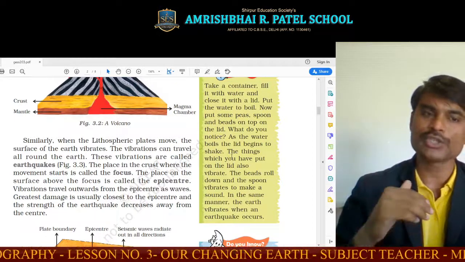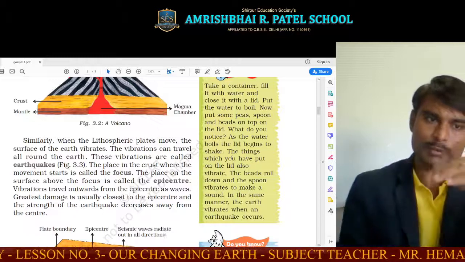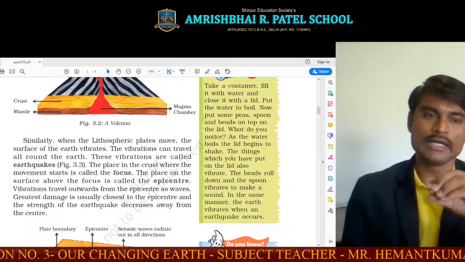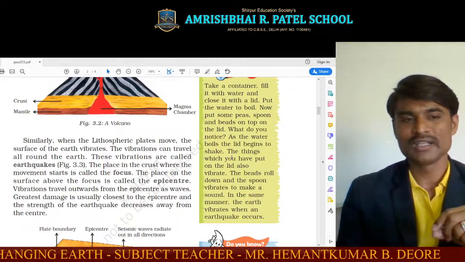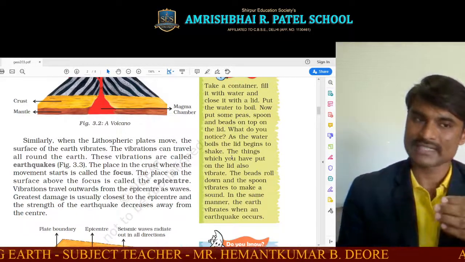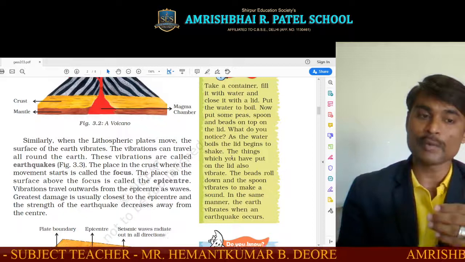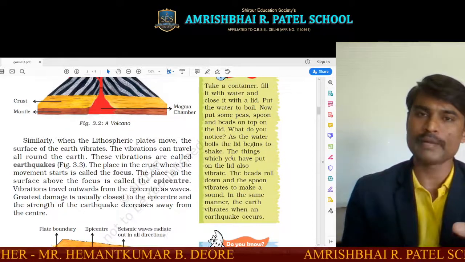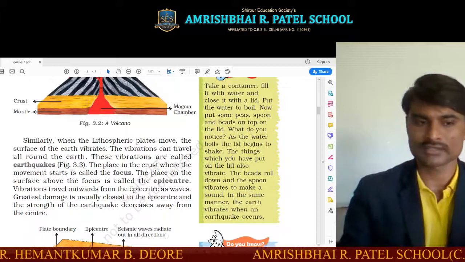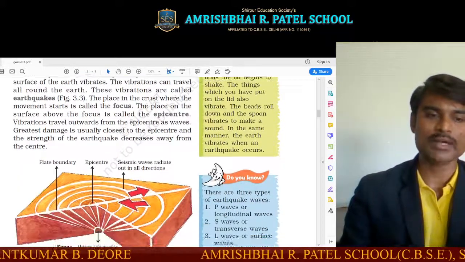The things which you have put on top of the lid also start vibrating. The beads roll down and the spoon vibrates. It vibrates to make sound. In the same manner, the earth vibrates when an earthquake occurs.